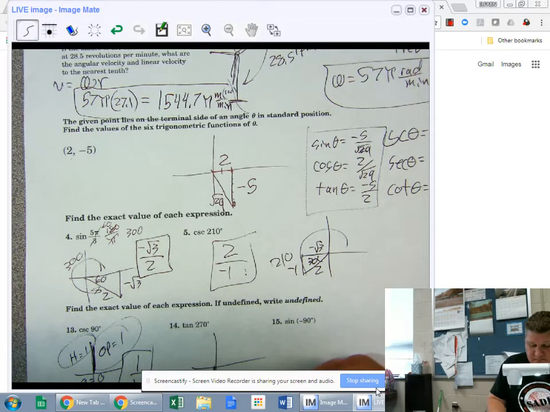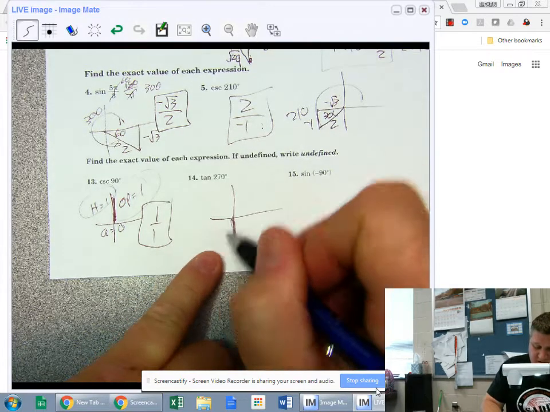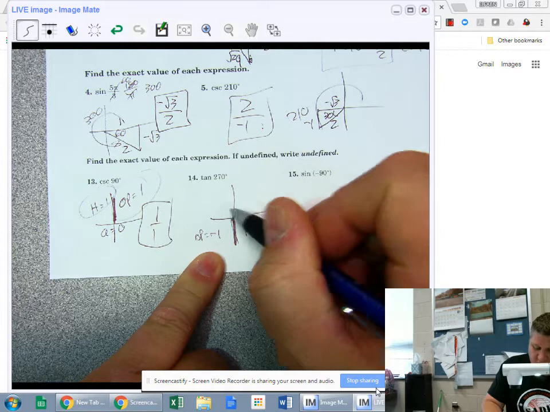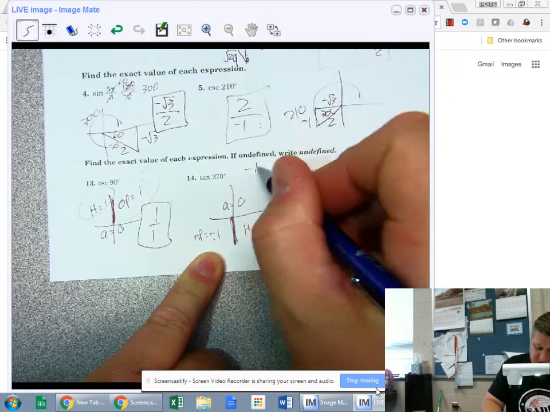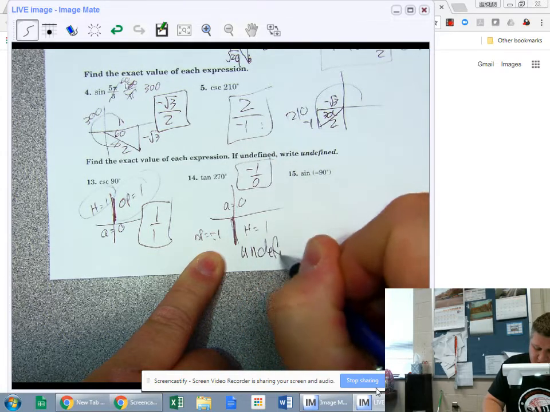Tan of 270, you get -1 for the opposite side, hypotenuse of 1, adjacent of 0, so tangent is opposite over adjacent, -1 over 0, which means undefined.